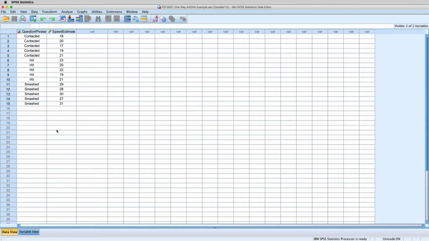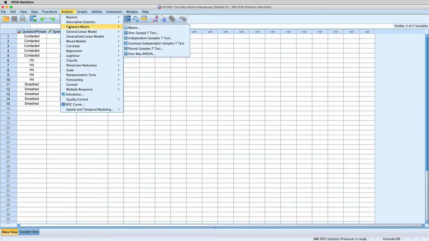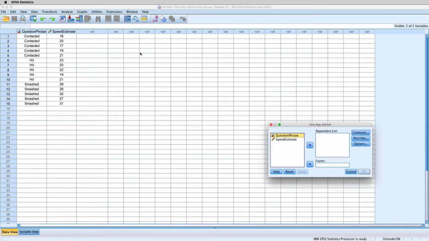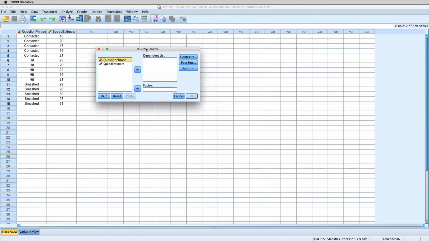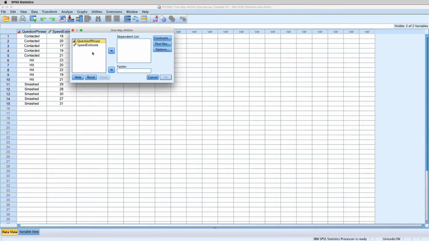So to go ahead and run the one-way between subjects ANOVA, we would go to Analyze, Compare Means, and we'll see all the way on the bottom there the option of the one-way ANOVA. So Analyze, Compare Means, one-way ANOVA. Once we get to the one-way ANOVA, we'll see that dialog box here, and we have our 2 variables in our variable box on the left. Our factor in this case is the question phrasing, which has the 3 levels of contacted, hit, or smashed. And our dependent variable is the speed estimate. So we'll move our factor into the box below, and our dependent measure in the box above.